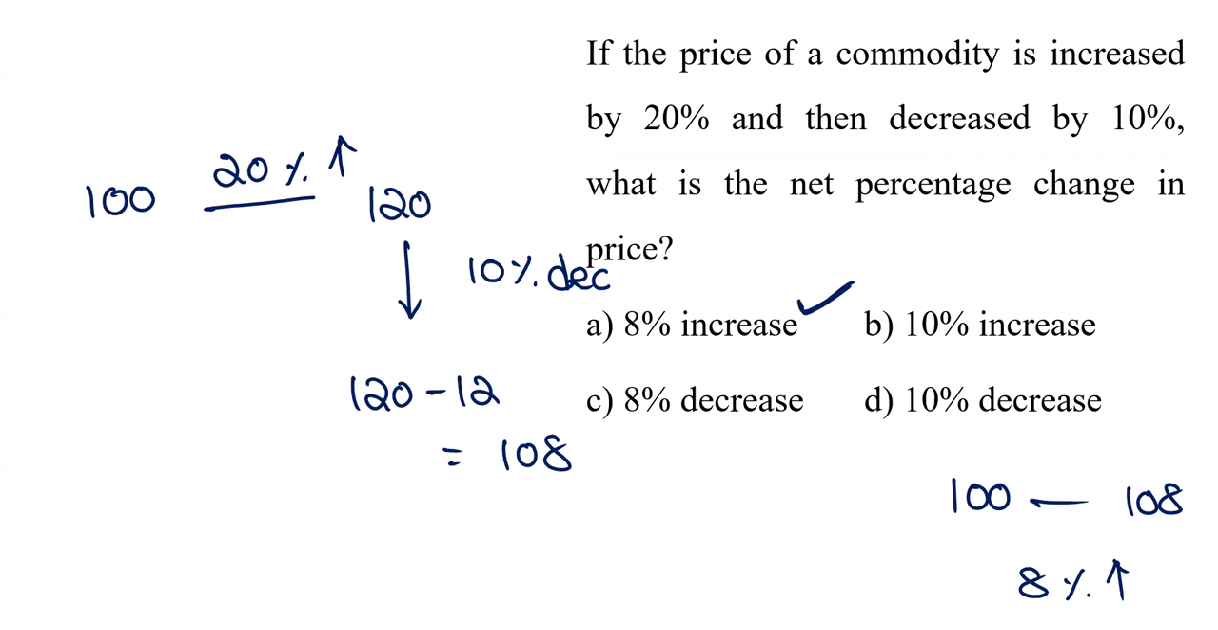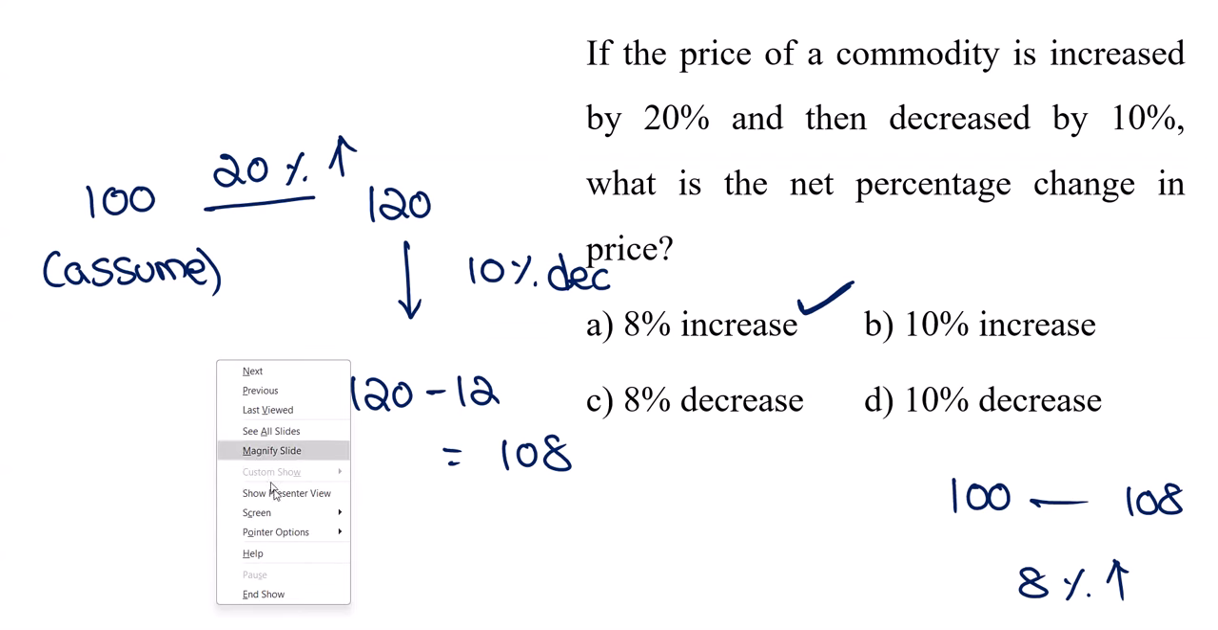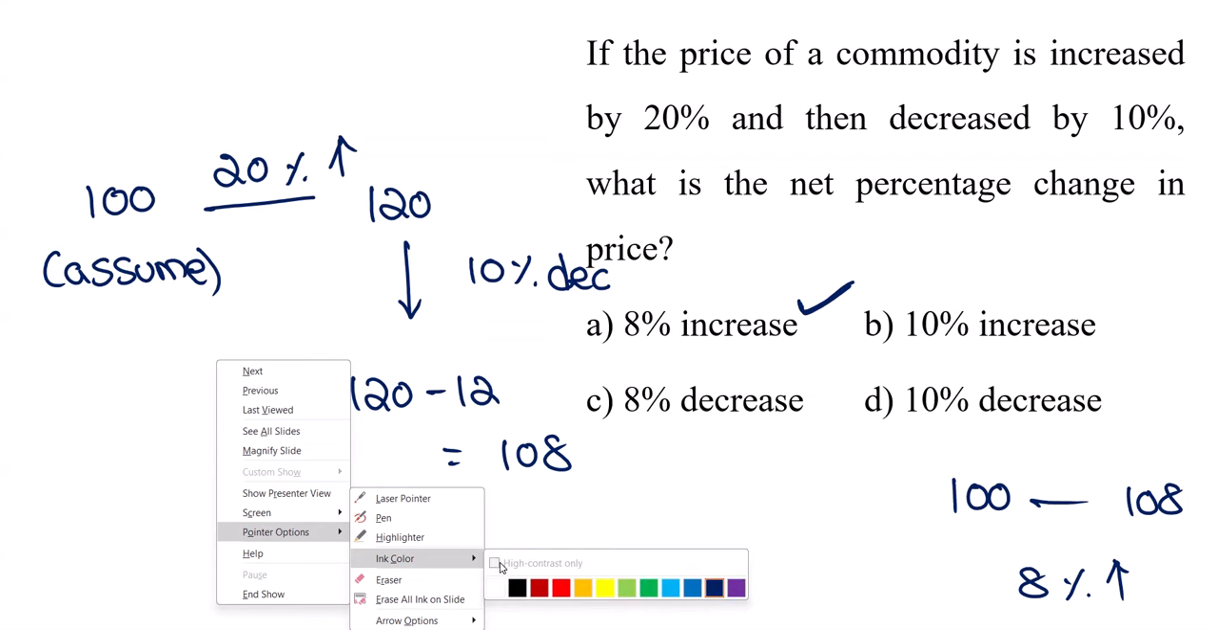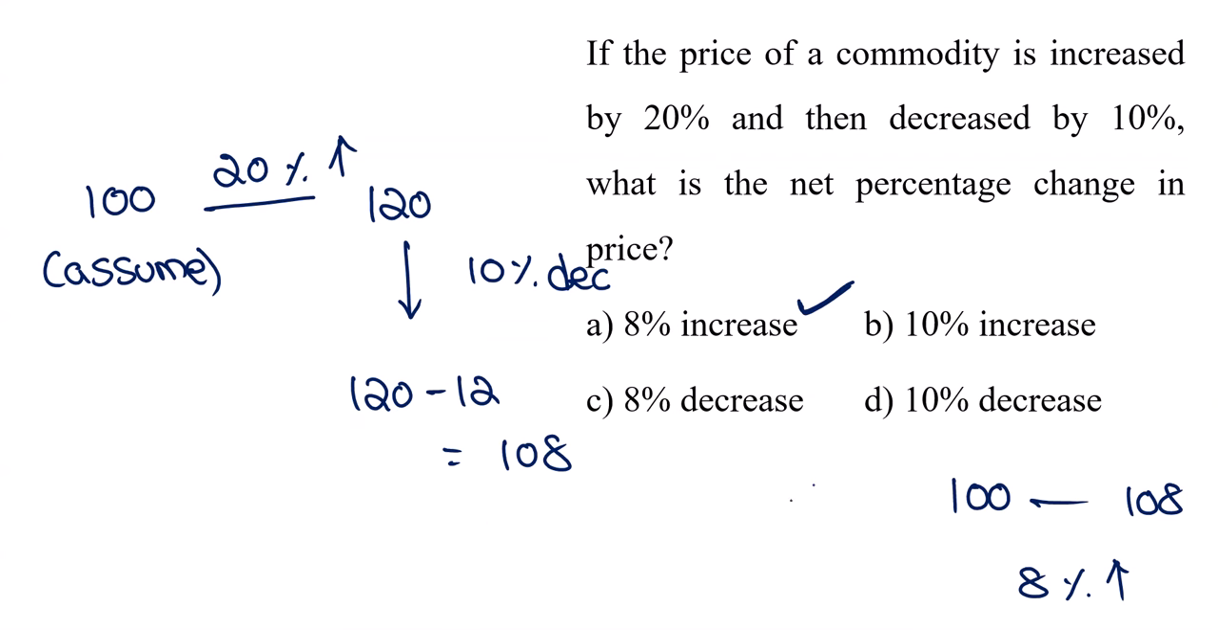I'll always recommend going with values instead of a formula. There is a formula for 2 changes, x plus y plus xy by 100, but that is applicable only when there are 2 changes. If there are multiple changes, we cannot use it. So this is the right method to answer the question quickly. We are expecting no calculator, so using 100 is better.